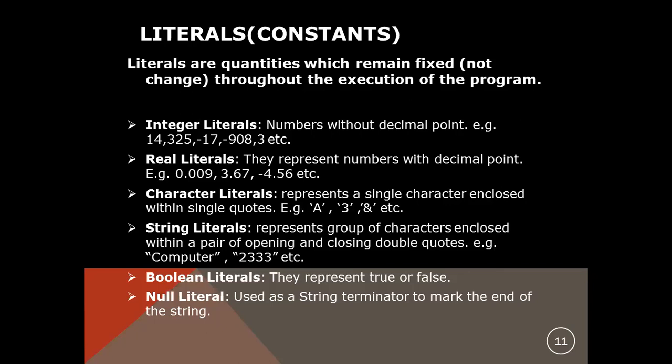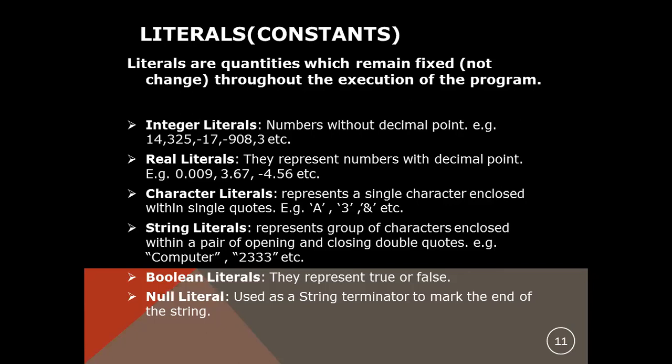Numbers without a decimal point are known as integer literals. Example, 14, minus 17, etc. Real literals represent numbers with a decimal point. Example, 0.009, 3.67, etc. Character literals represent a single character enclosed within single quotes. As you can see, single quotes and then A. So this is a character literal.